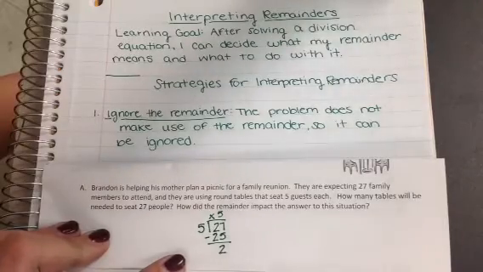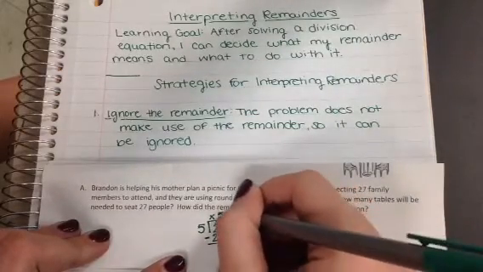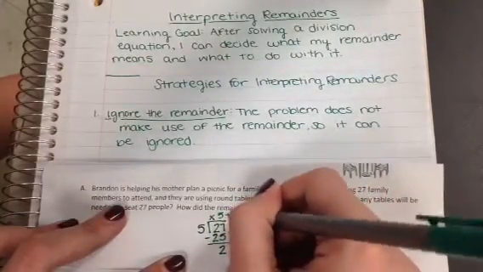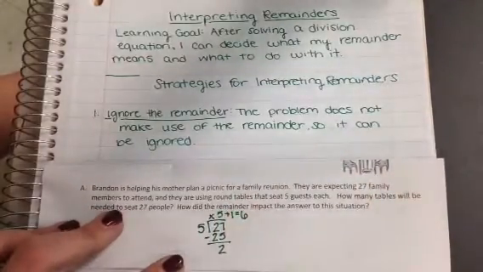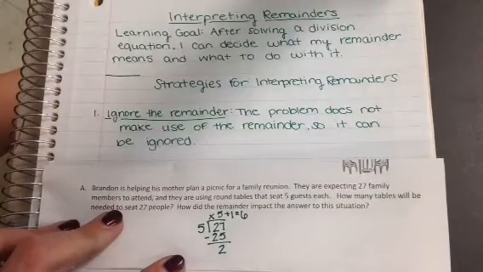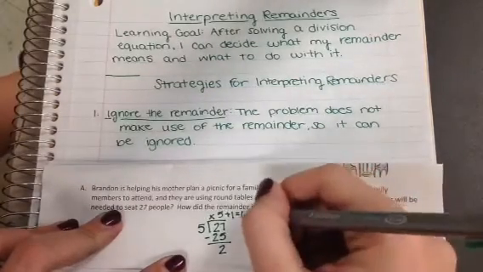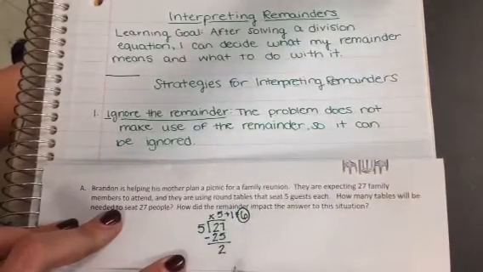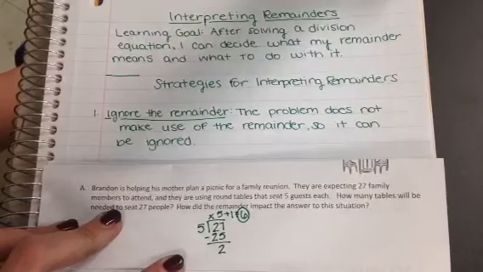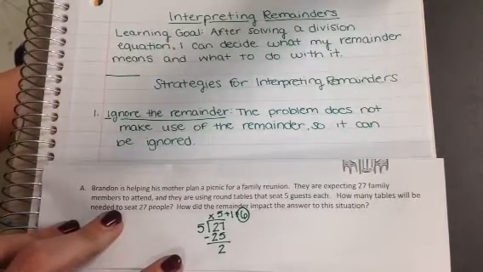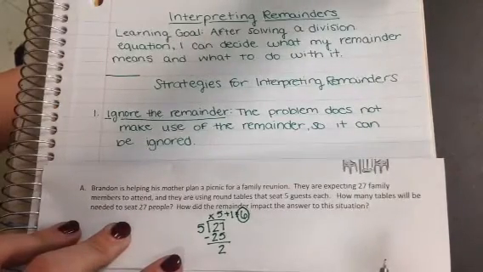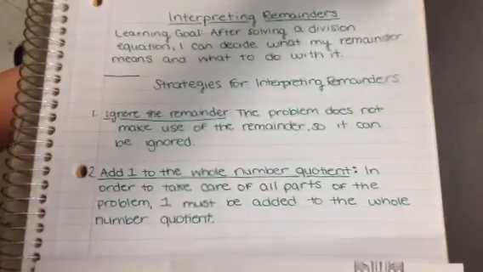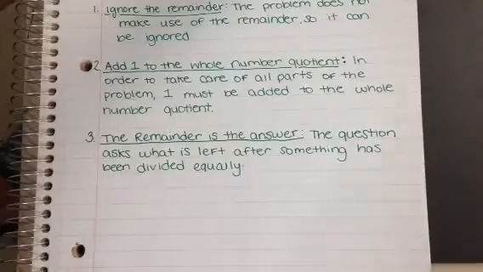So I have to add another table to my quotient to give me a total of 6 tables so that I have enough seats for everyone. So in this situation, I would have to order 6 tables instead of 5 so that all of my people have a place to sit. Again, you do not have to copy down this example, but pause your video so that you can copy down your notes. Press play when you're ready to begin again.